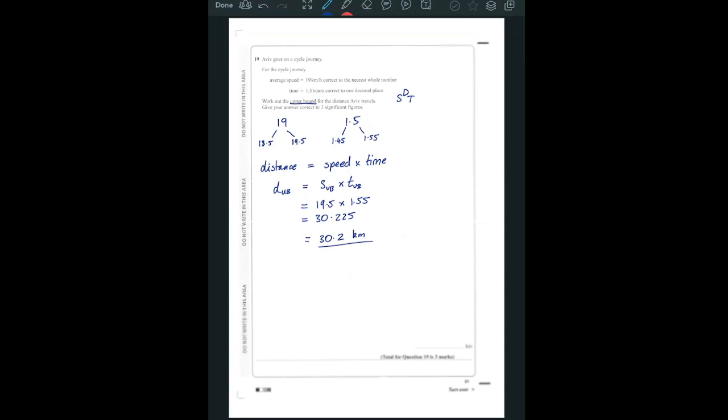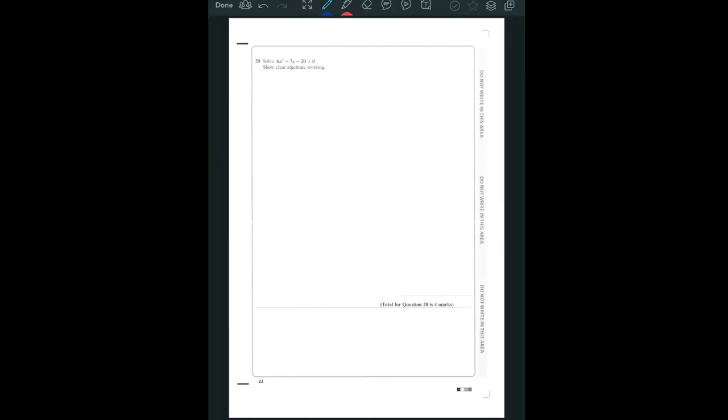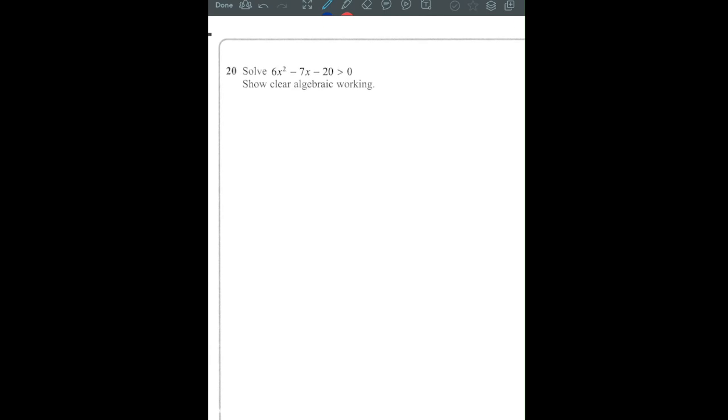Does that seem reasonable? 19 kilometers per hour in an hour and a half. You're not quite double, but you're close to double. Yeah, 30. Question 20. Solve a quadratic inequality. And not a pleasant quadratic inequality either. 6x squared minus 7x minus 20.